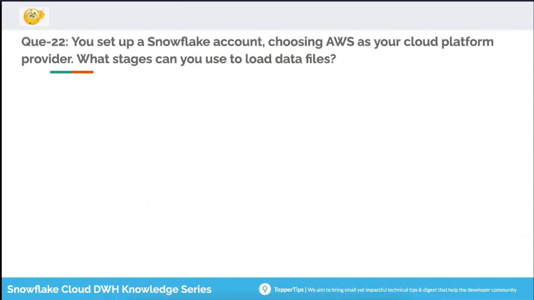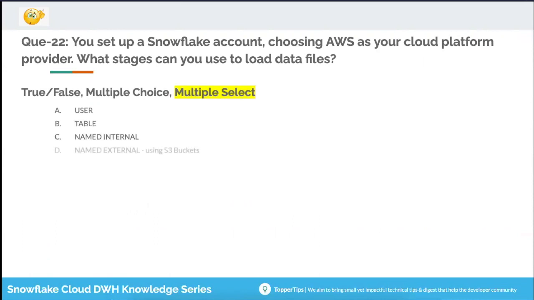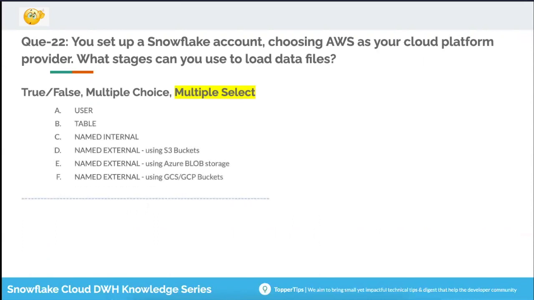A little bit confusing. You set up a Snowflake account choosing AWS as your cloud platform provider. What stages can you use to load the data file? A bit confusing, but if you read the statement twice, you would know what it is asking for. And the answer is, yes, you can have all of them available.